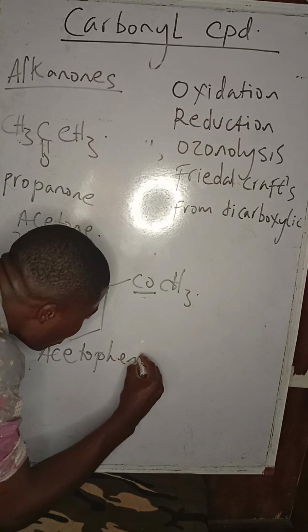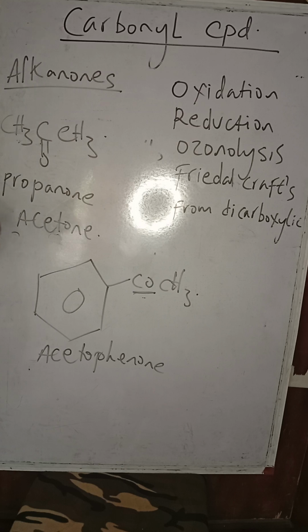Acetophenone. Why is it called acetophenone? Because this is the acetone group from this, and then instead of the CH3, we have a phenyl. So it is the phenone group because of phenyl on the carbonyl. So phenone, acetophenone. So these are aromatic.